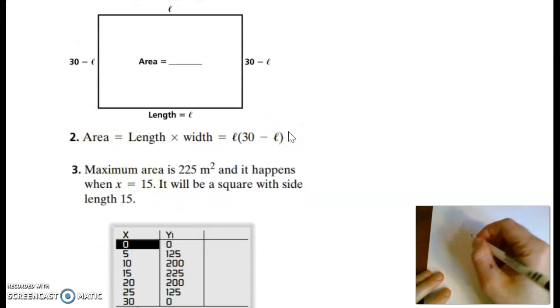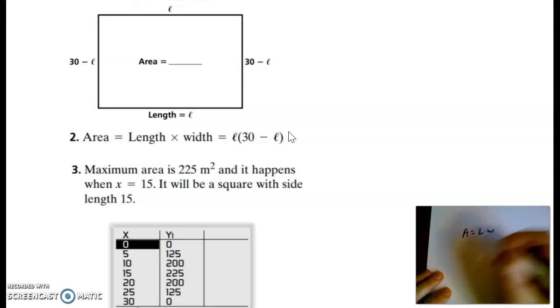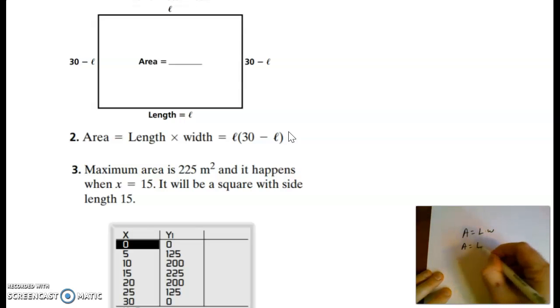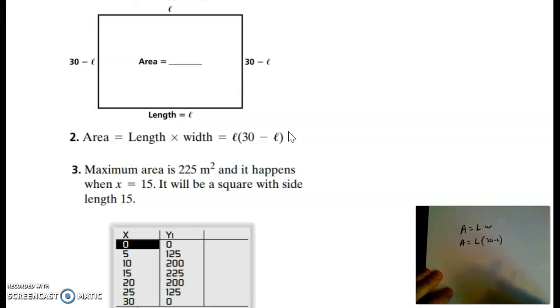I want to take this a step further though. So area equals length times width. We've now changed that so we don't have two different variables. We're going to use one variable as length times, I'll just use a parenthesis instead here, 30 minus the length. And if I were to distribute this, going back to our warm-up question, if I multiply length times 30, I get 30L. If I take length times negative length, that gives me negative L squared.